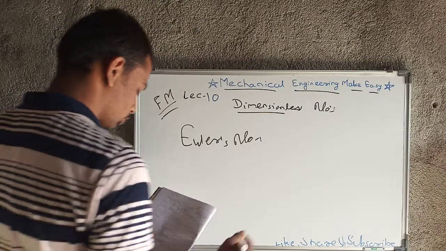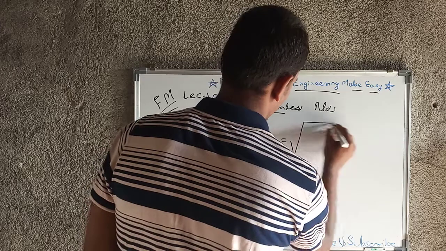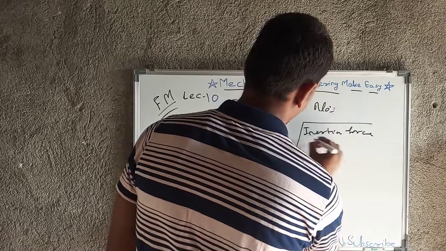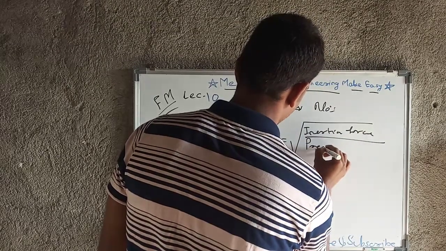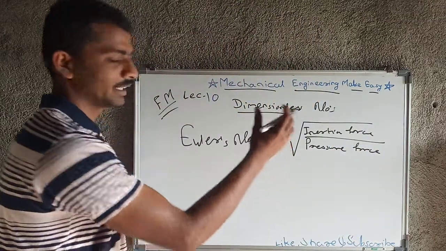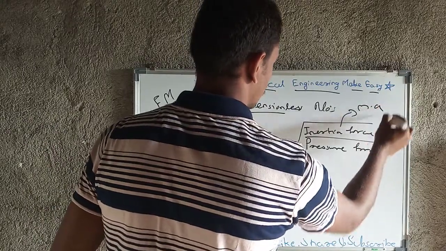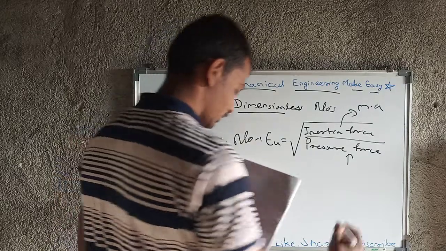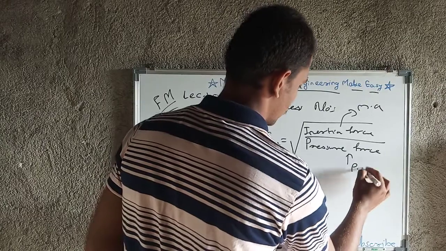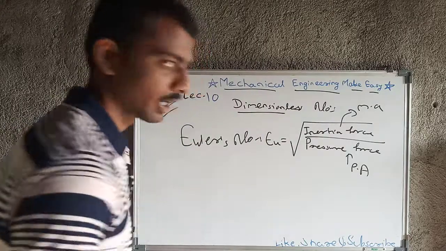Euler's number is denoted by Eu, and it contains the square root of inertia force upon pressure force. Inertia force is mass into acceleration, and pressure force is pressure into area. This is capital A, otherwise you will get confused between acceleration and area. So this is pressure into area.